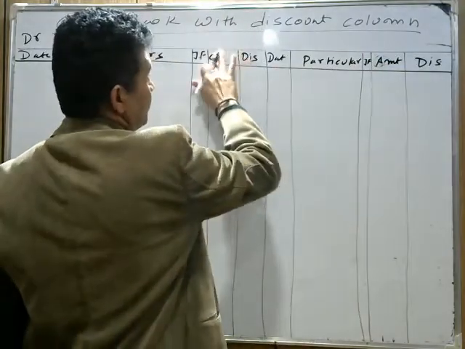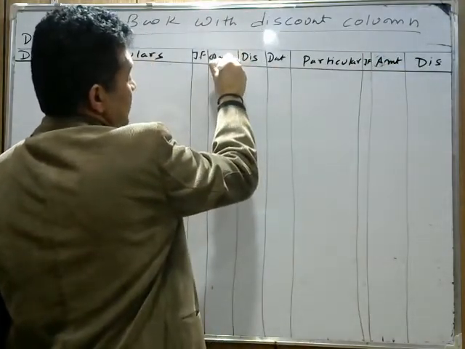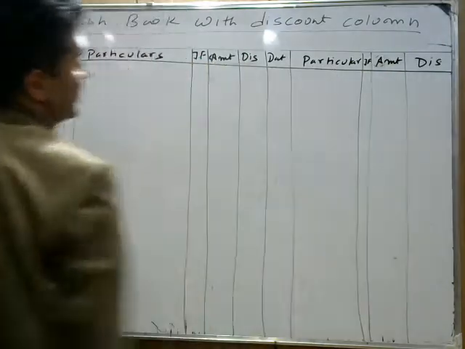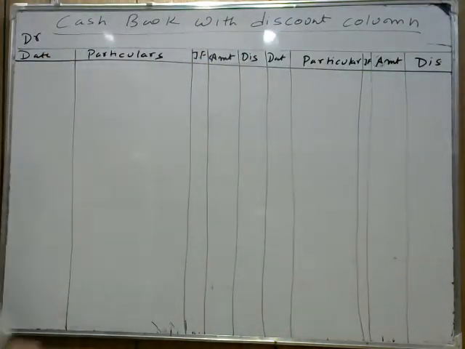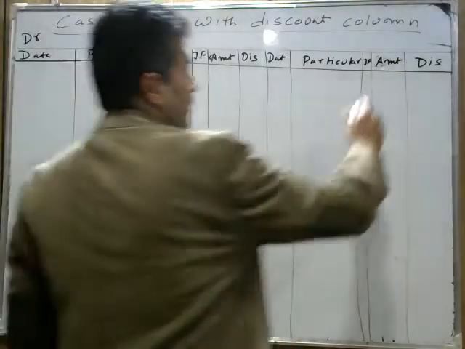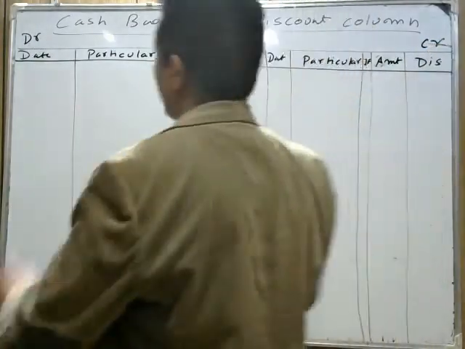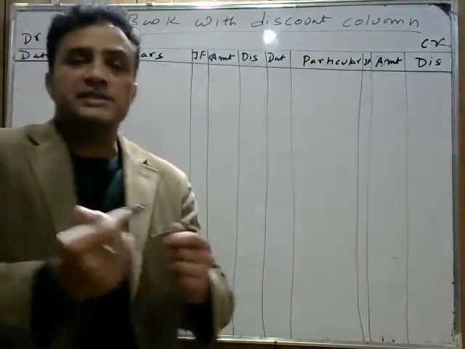This side is also called the payment side. Instead of particulars, you can also say payment side. This one is the receipt side, where the cash is coming from, and the credit side is where the cash is going out, where you make the payment. So this is the particular format of the cash book with discount column.